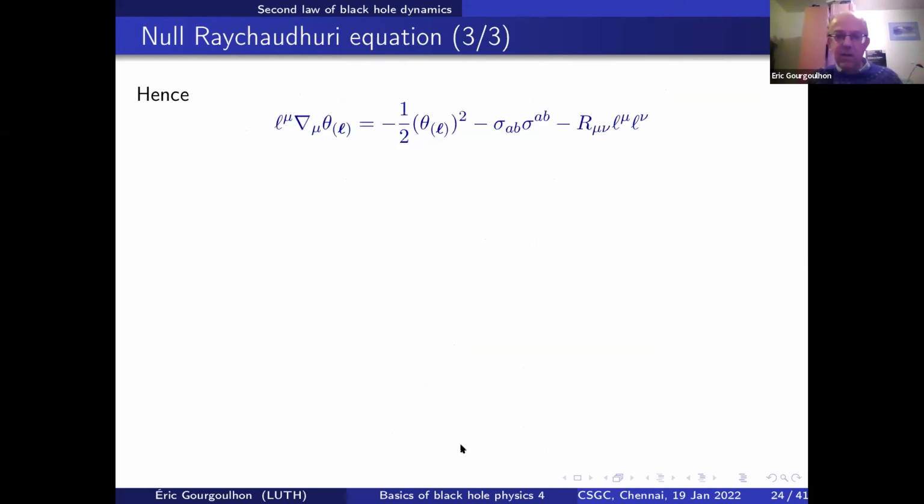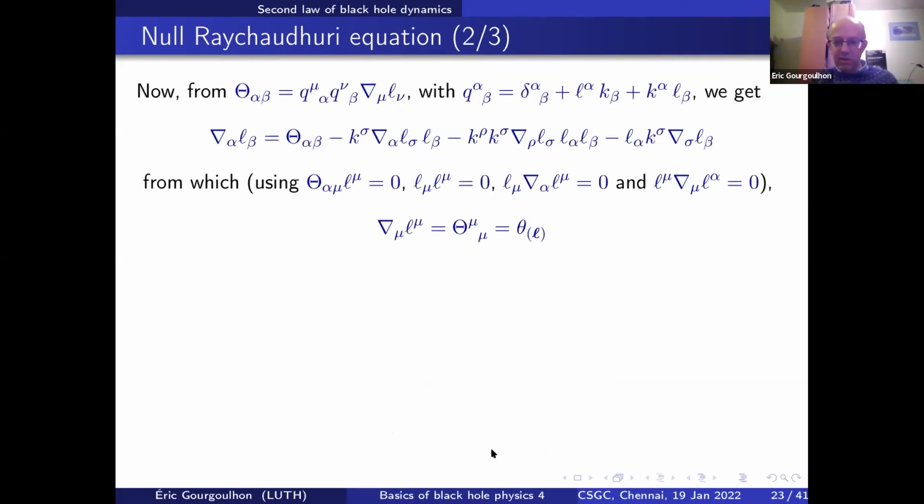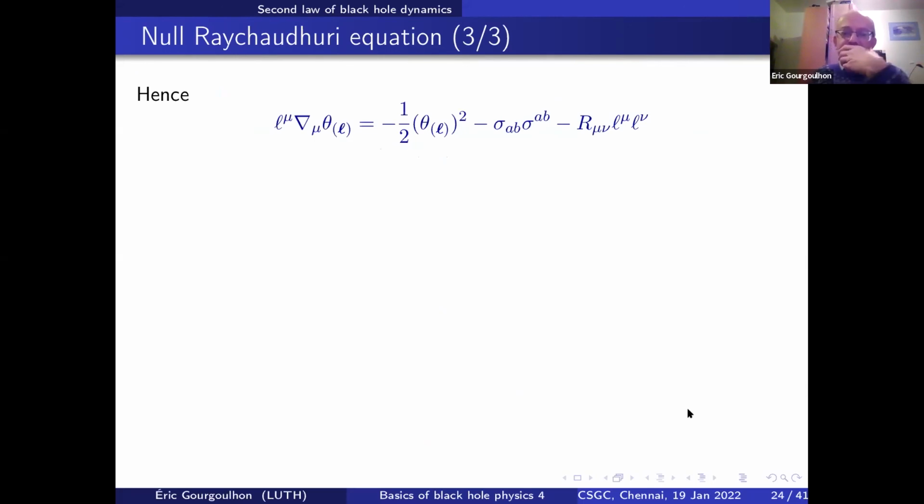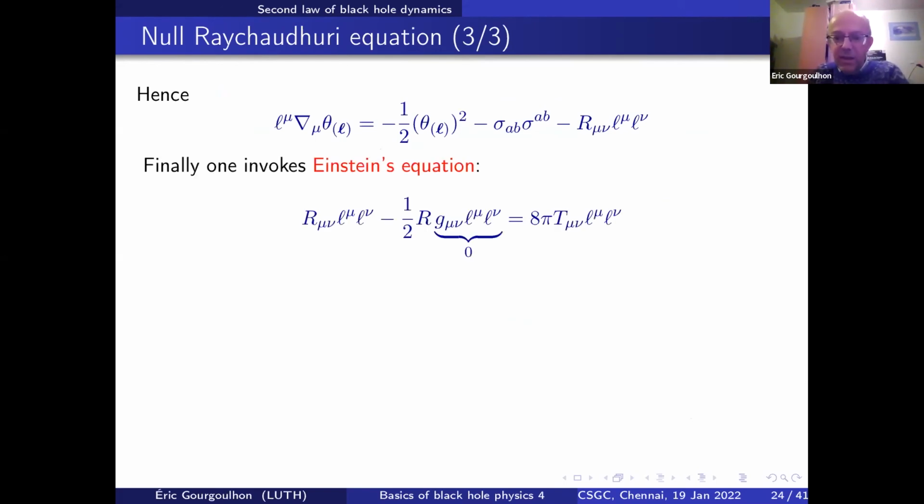And so if I look, I was starting from that equation, and now I'm arriving at this equation here, which is the null Raychaudhuri equation. Well, not yet, because I will replace the Ricci with the energy-momentum tensor of the space-time thanks to Einstein's equations.